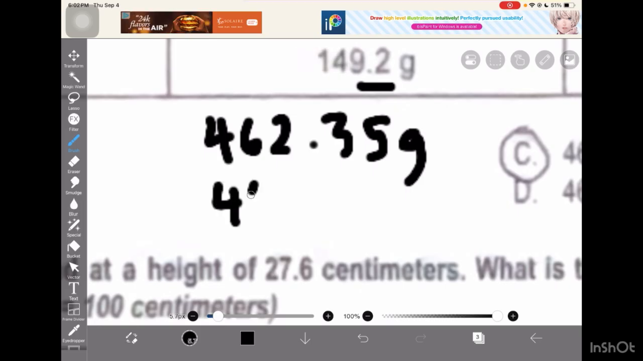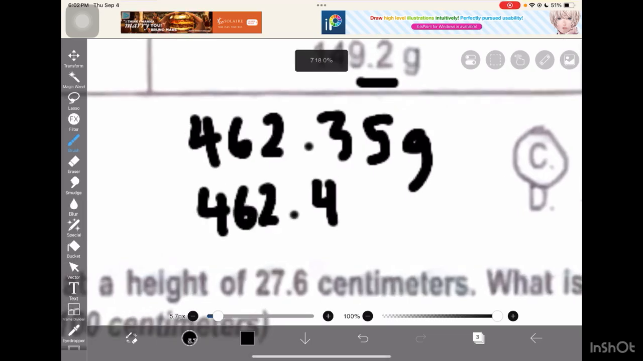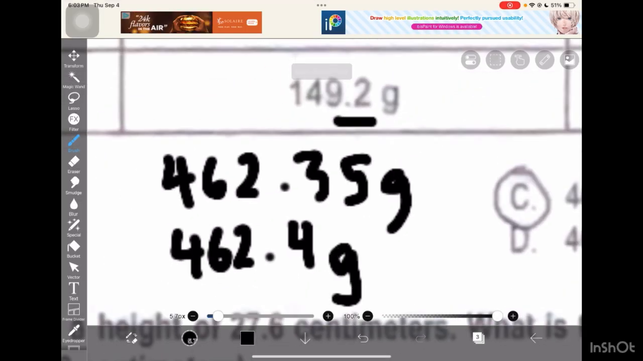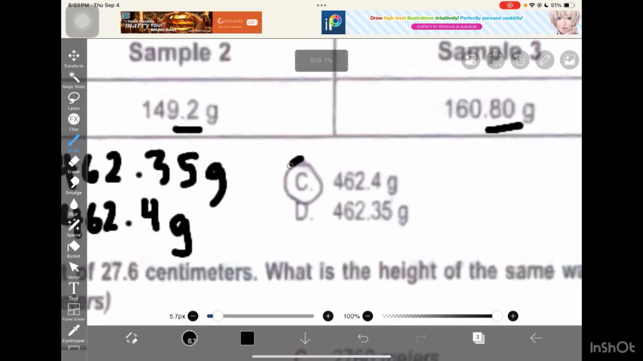So it's going to be 462.4 grams because if the digit here is 5 to 9, it means we have to round up. So 462.4 grams.